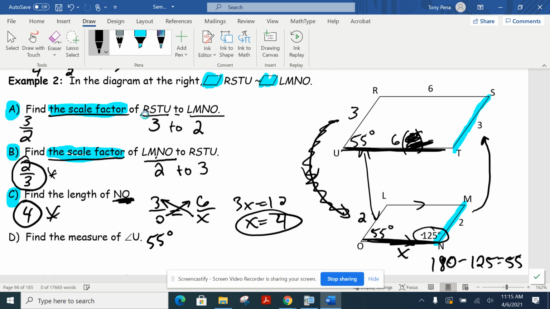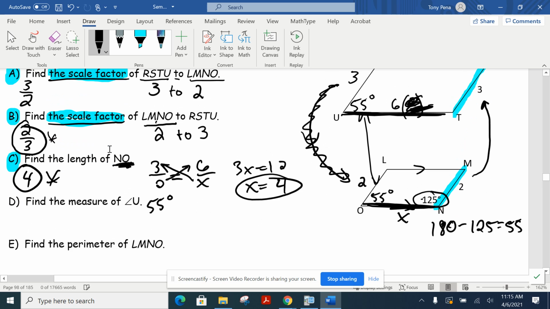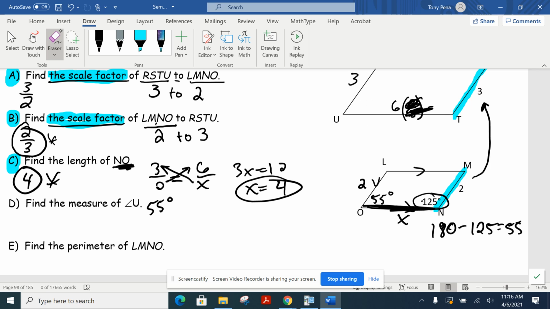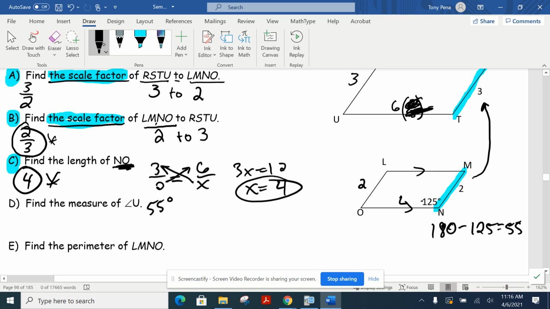All right, and then real quick, what I really wanted to get at, make sure we discuss these last couple things. Find the perimeter of LMNO. So that's the smaller parallelogram. So go to the smaller parallelogram. Erase everything that we don't need. We had already found that this was 4. All right, that was the answer right here.